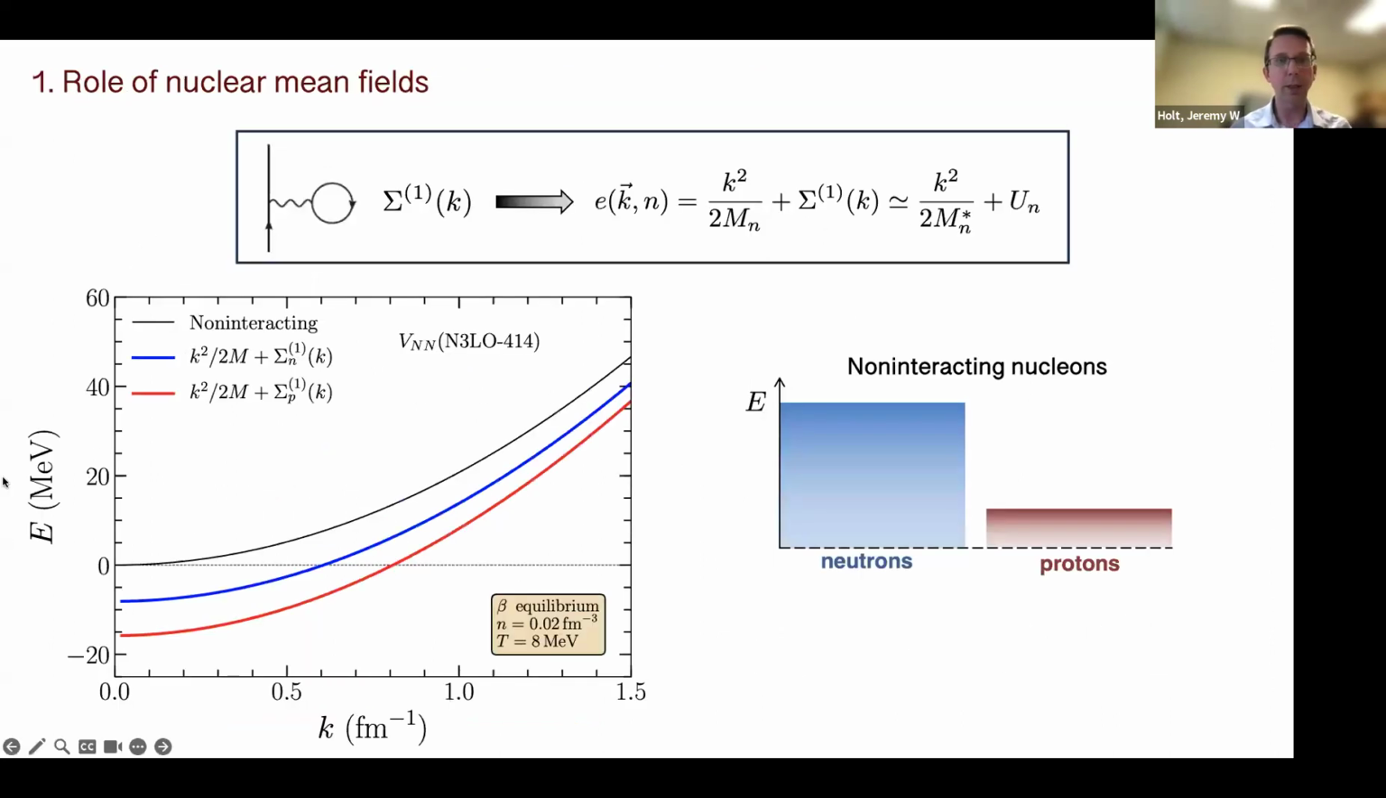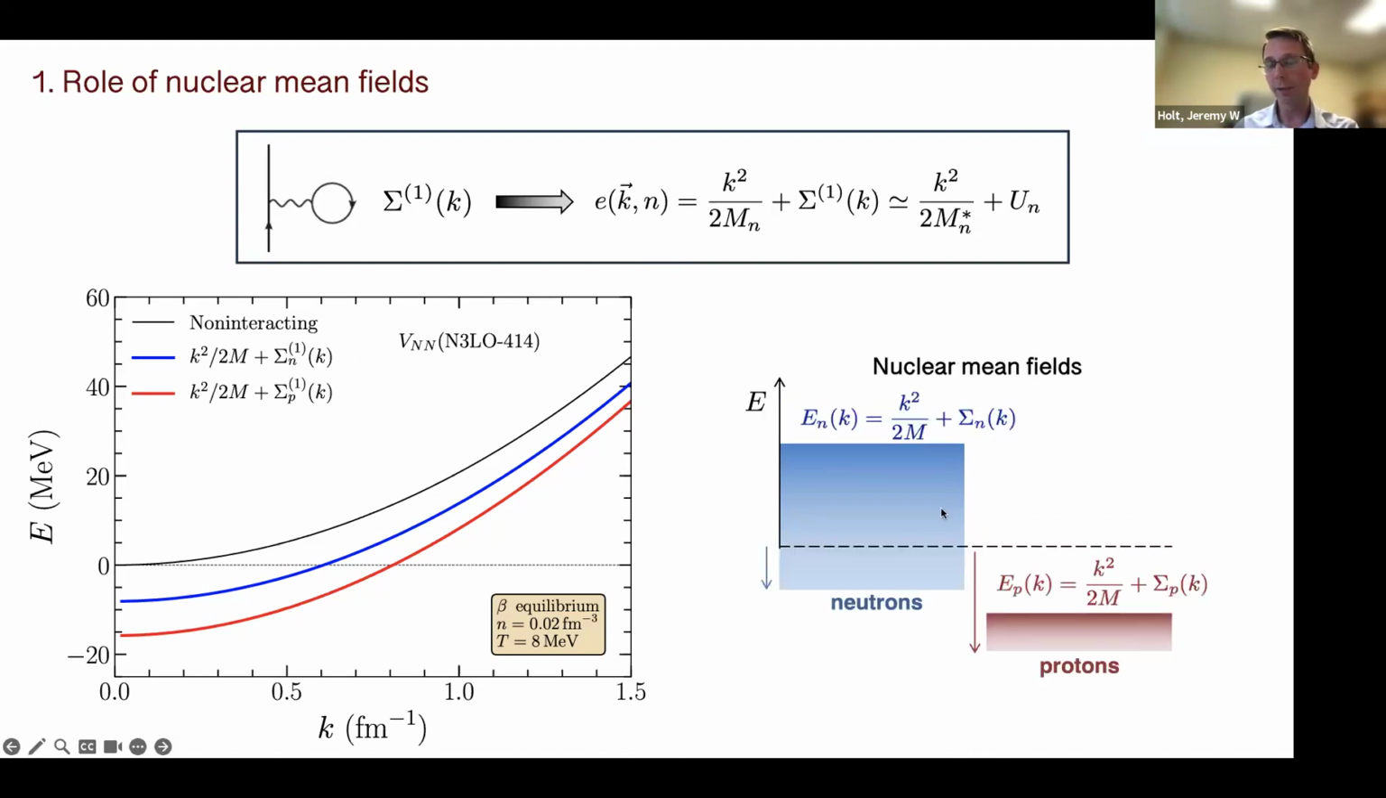Okay, so let's look at the role of mean fields. Of course, a nucleon propagating in a medium has both an effective mass and an energy shift generically. And so compared to the free spectrum shown here in black, for a beta equilibrium system at about 1/10 saturation density and T equals 8 MeV, these are the mean fields, or the total neutron energy and proton energy as a function of momentum. Okay, so the energy momentum dispersion relation is modified.